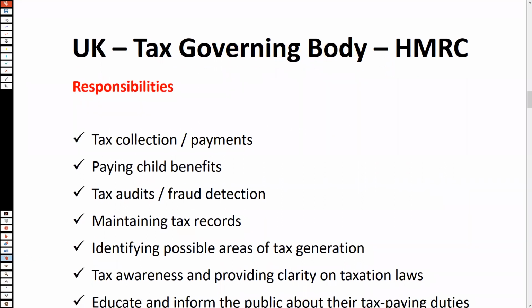Now, the UK tax governing body name is HMRC, Her Majesty's Revenue and Customs. Tax bodies are also termed as revenue bodies.